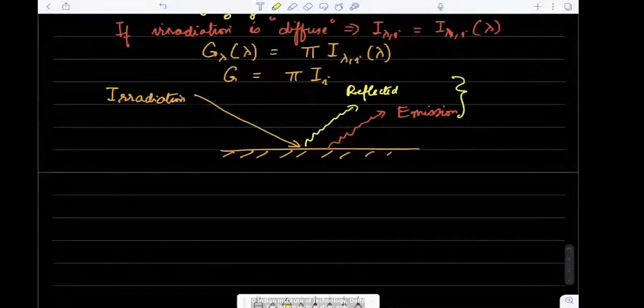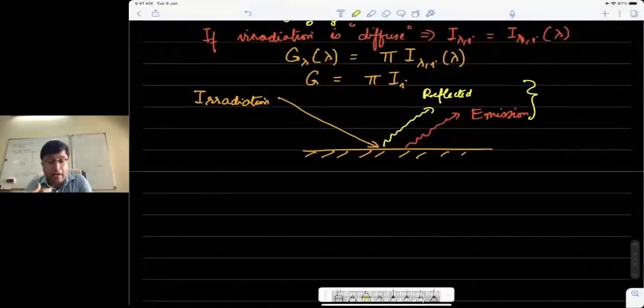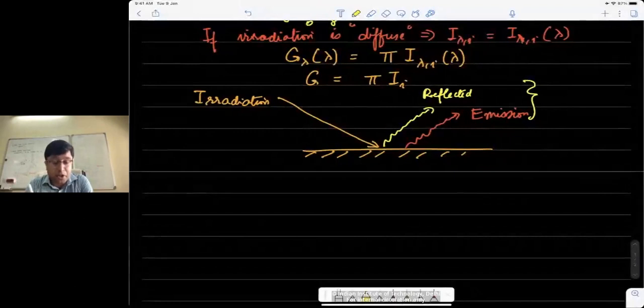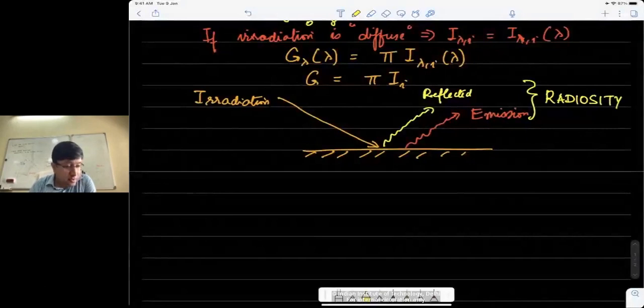So if you're looking at radiation received from a surface, or what a surface is actually throwing out in terms of radiation, it should be the combination of these two quantities, both the reflected and emission radiations. So we call this combined radiation radiosity, and radiosity is typically given by the symbol J.